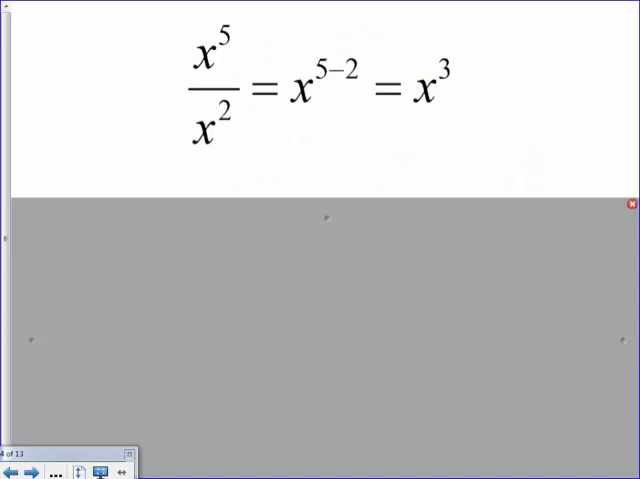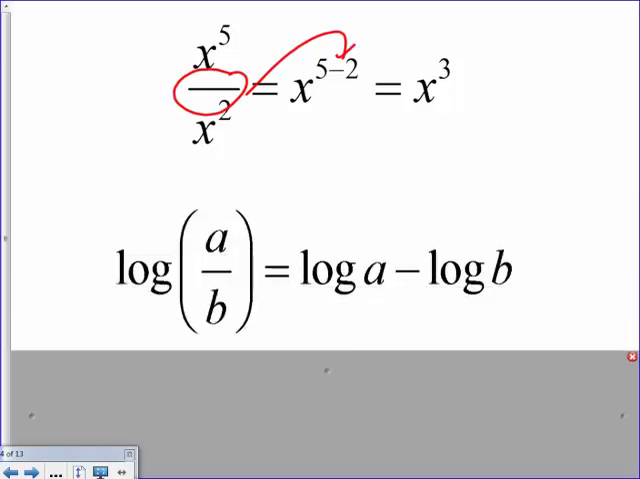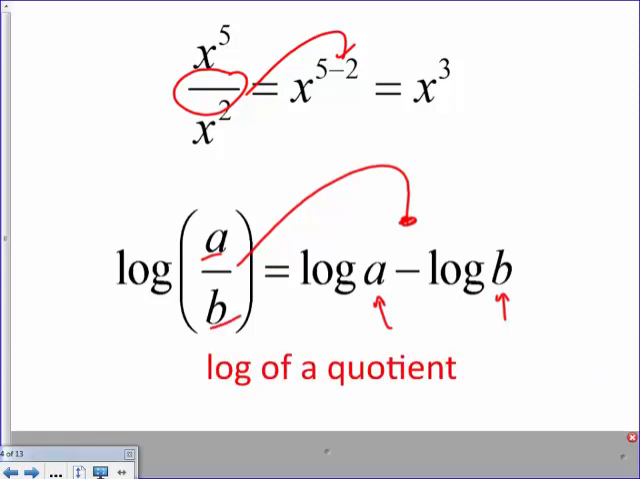Guess what? The same thing works with division. When we divide with the same base, what do we do? We subtract. So the same thing works with logs. If we divide with logs, we can break it up and subtract the two logs, or vice versa. If I have a log of a number minus the log of another number, I could take the log of the first number divided by the second number. And we call that what? Log of a quotient, right? That's our division.